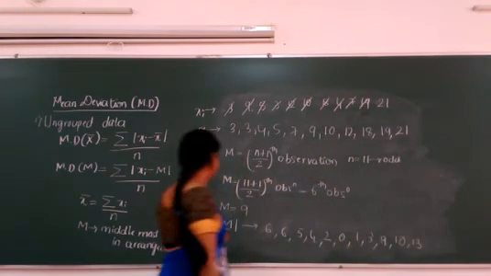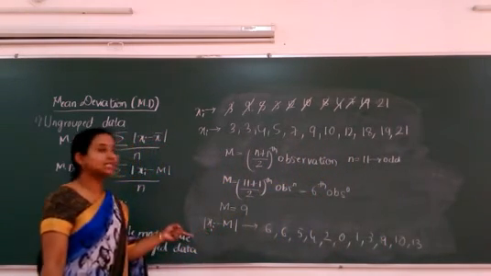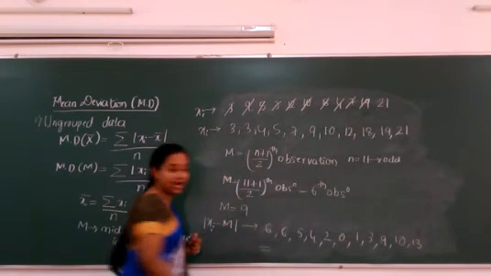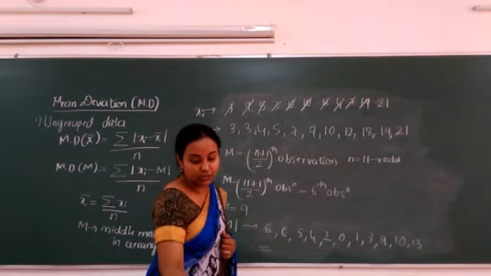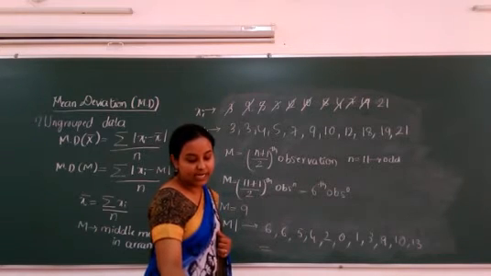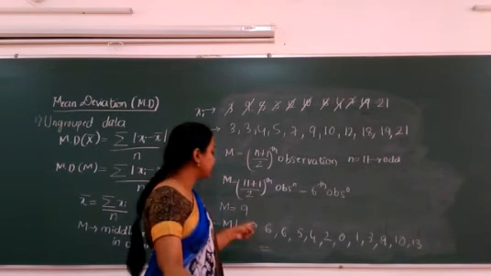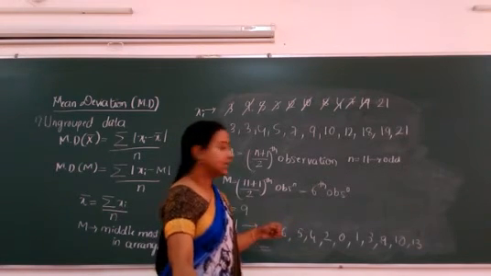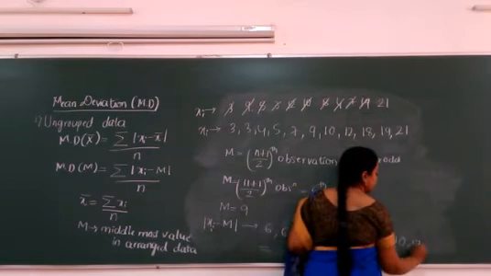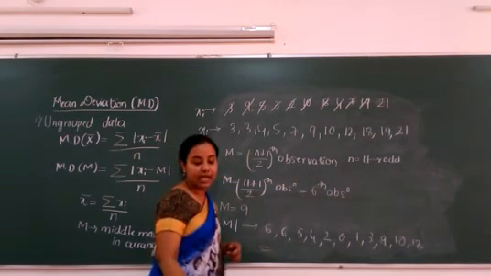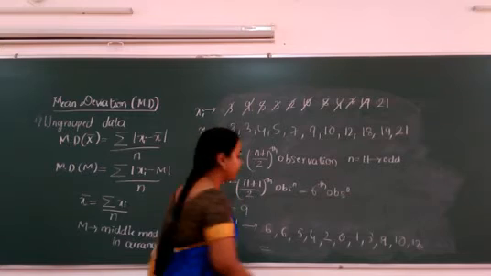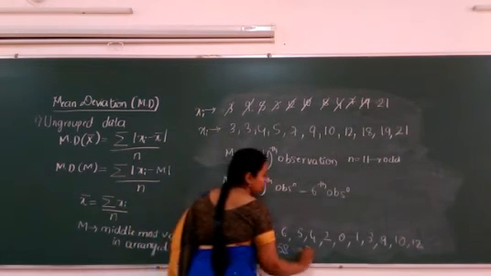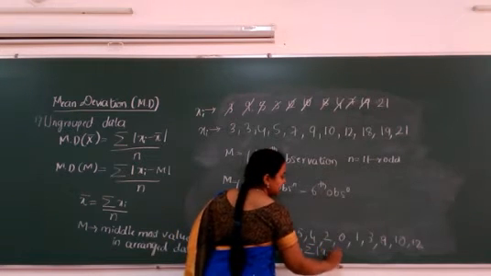Okay, so now we know the modulus of xi minus m. Next we want the summation, so you just need to add. After adding all these values, what will you get? Once again, let us check the modulus of xi minus m: 6, 6, 5, 4, 2, 0, 1, 3, 9, 10, 12. Now we add all these terms and we get the sum as 58. This is the summation of modulus of xi minus m.